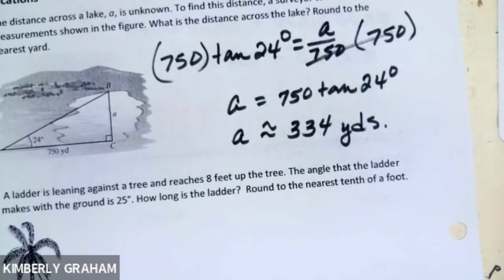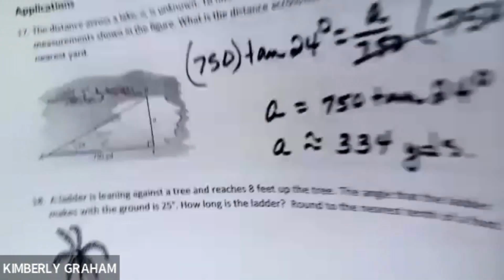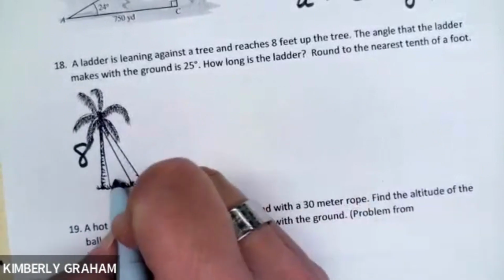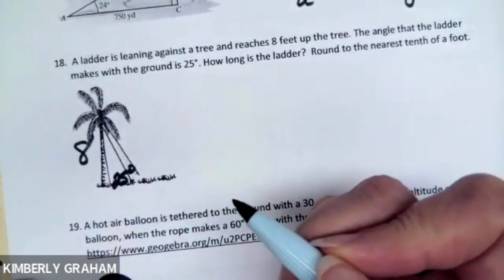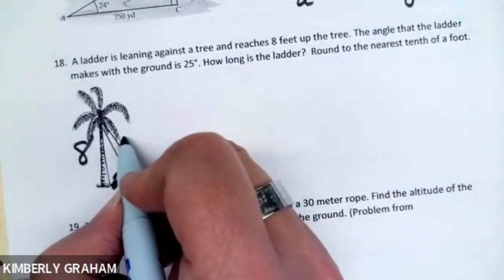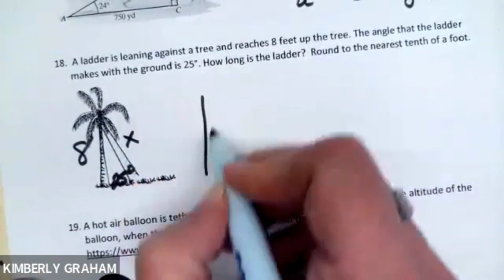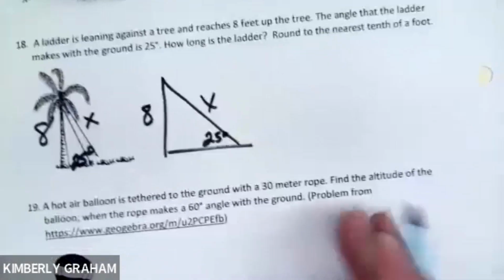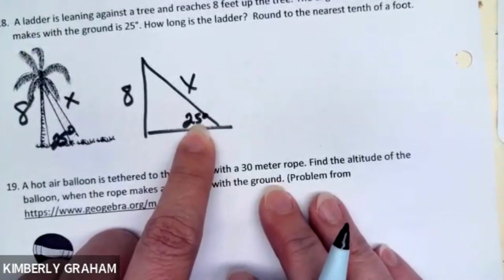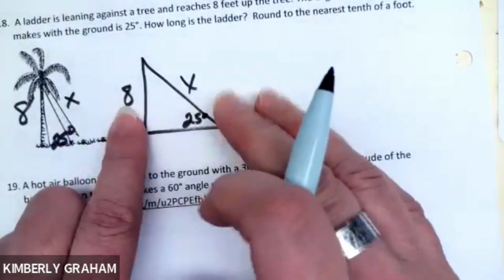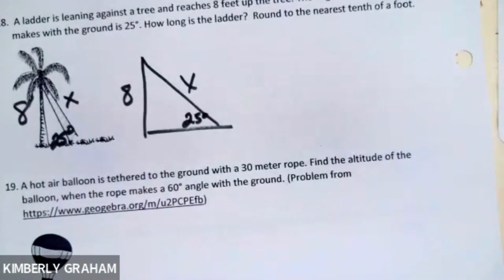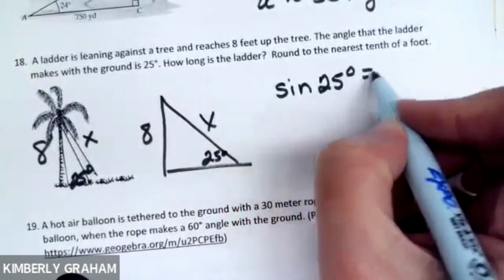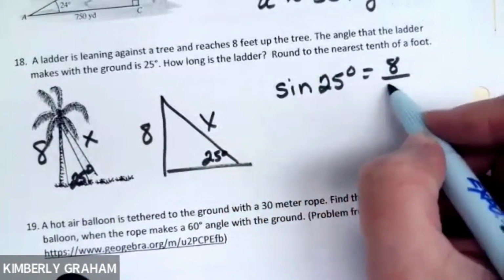Okay, problem 18, a ladder is leaning against a tree and it reaches 8 feet up the tree. The angle the ladder makes with the ground is 25 degrees. How long is the ladder? Okay. Now, if I wanted to resketch this into a triangle, that's 25 degrees. This is X, this is 8. So if I'm looking at this angle measure, I'm looking at opposite over hypotenuse. So what trig function is that? Sine. So sine of 25 degrees is 8 over X.